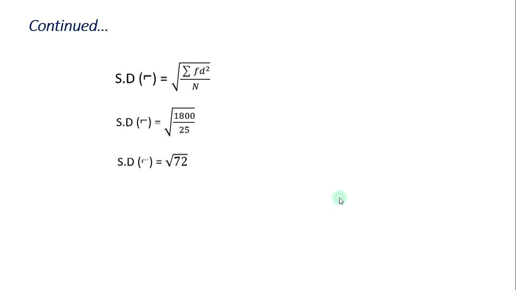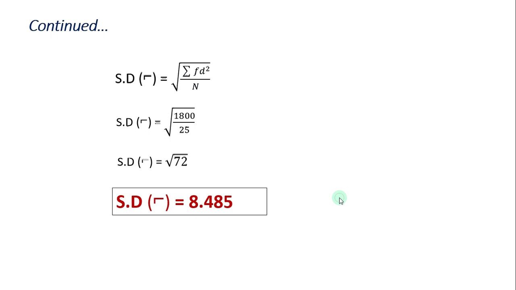Now we know the formula. Sigma is equal to the square root of summation fd square by n. Now substitute the values to get root 72. That is sigma is equal to 8.485. So this is how we have to calculate the standard deviation for grouped as well as ungrouped data.